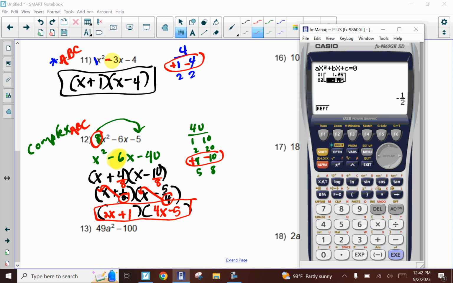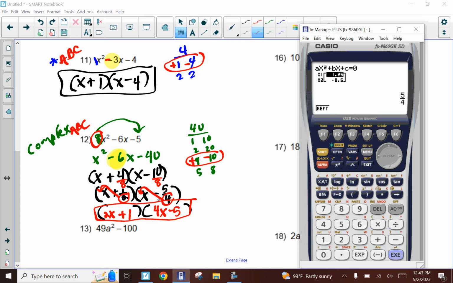But remember, the calculator is telling us answers. The answers are opposite of the factors. So instead of putting a -1/2 in the parentheses, we have to put a +1/2. And then instead of putting a positive 5/4, we have to put a -5/4. And then we have to do our bottoms up move.